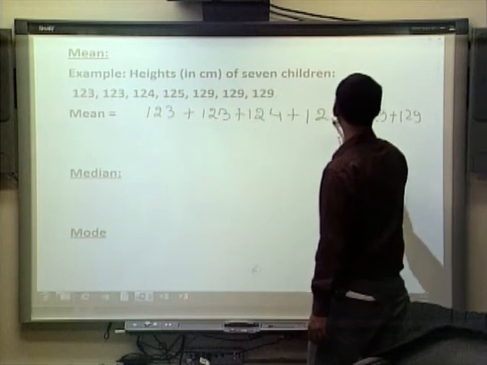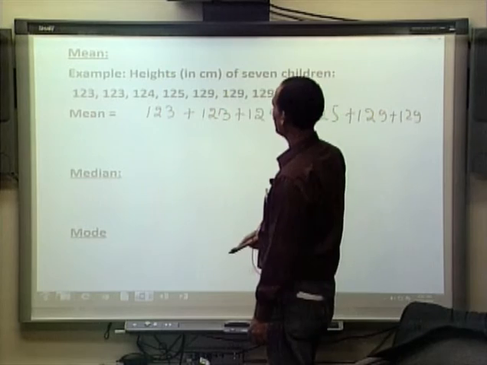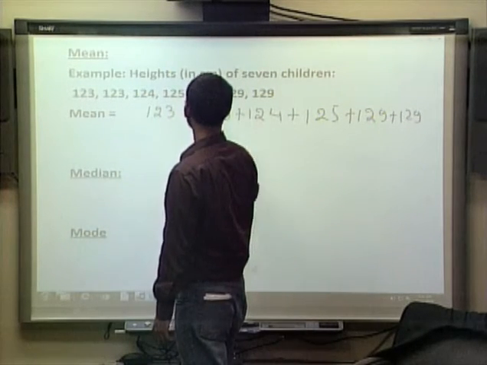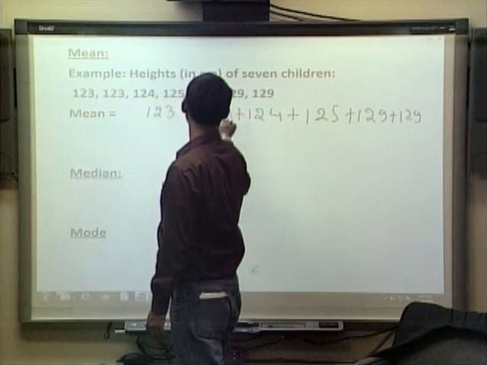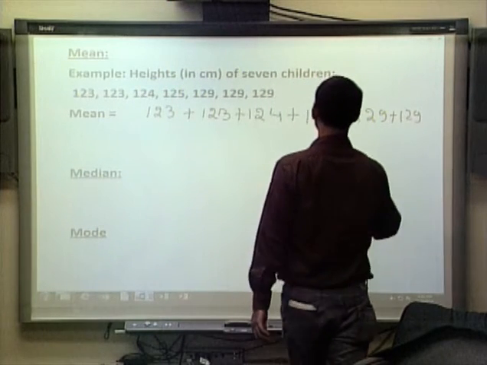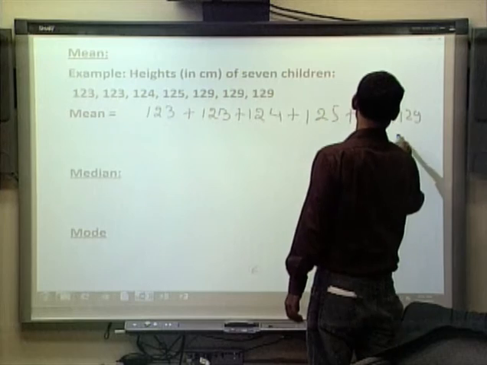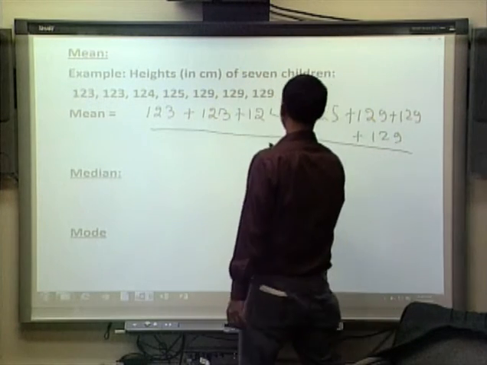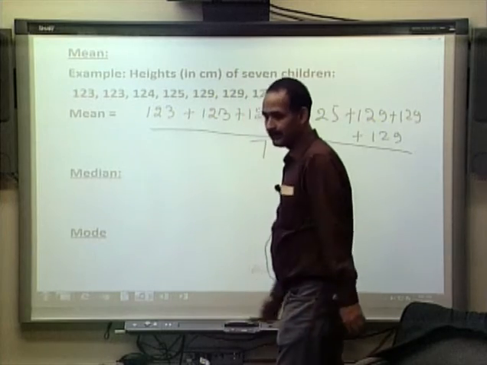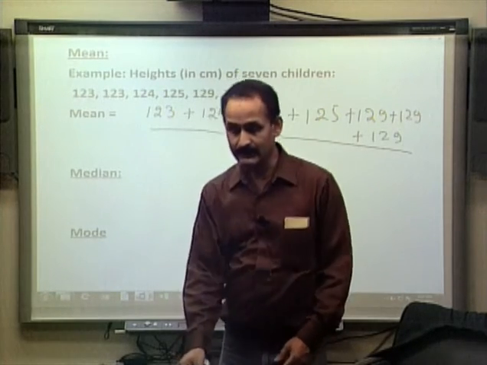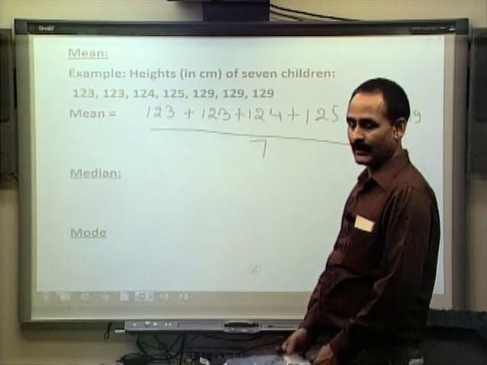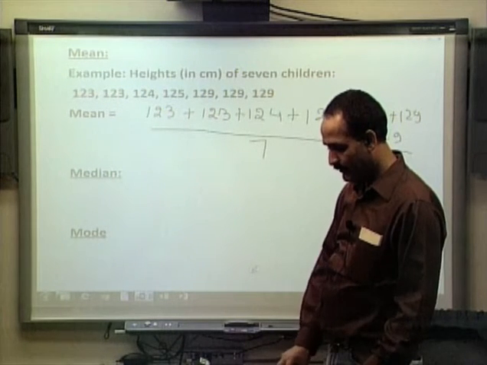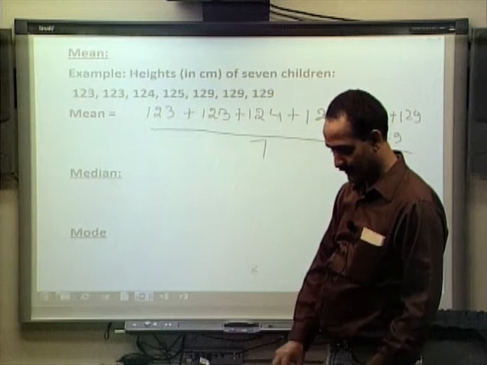Let me count them: 1, 2, 3, 4, 5, 6. I am missing one more, 129. Okay. So, we add the observations and divide by how many of them there are. In this case, there are 7 of them. So, the mean is the sum in the numerator, and we divide by 7.